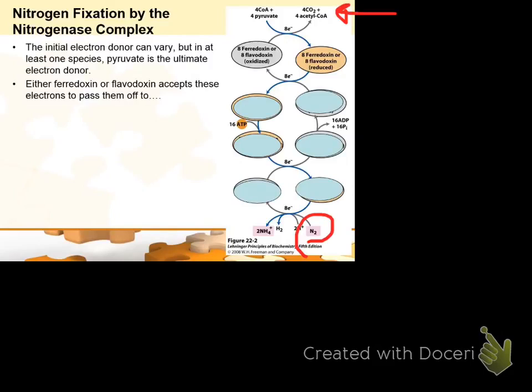There is some variation, but at least one species is pyruvate, I should say, the one that's most widely studied. Okay. And you're going to have some type of ferredoxin or flavodoxin, which we've seen. These are like the FMN type proteins. And so these cartoons just go from the oxidized to reduced state and reduced to oxidized because they just pass the electrons off from one, I don't want to say species, but from one electron donor to the next electron acceptor. Okay.